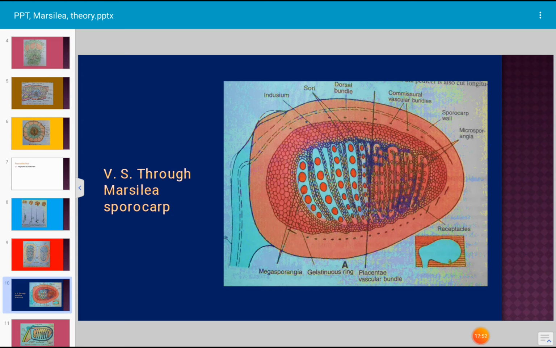The receptacle bears a single megasporangium at the tip and microsporangia on the lateral side. Each megasporangium contains a single large megaspore, while the microsporangium contains many small rounded microspores as shown in the photograph.